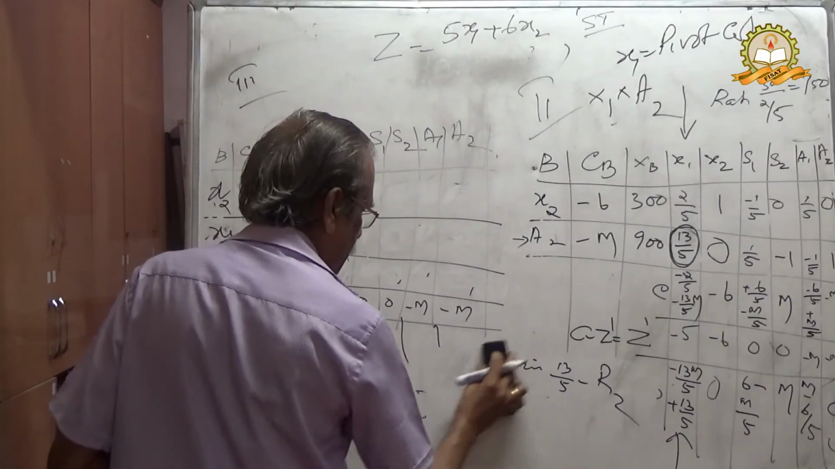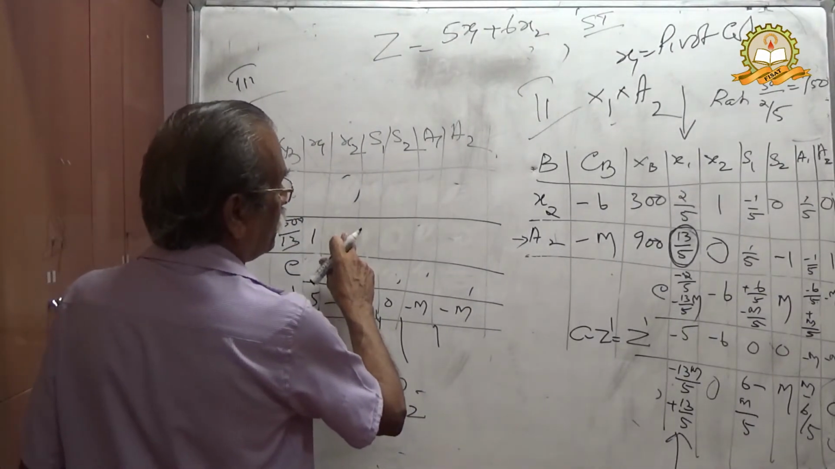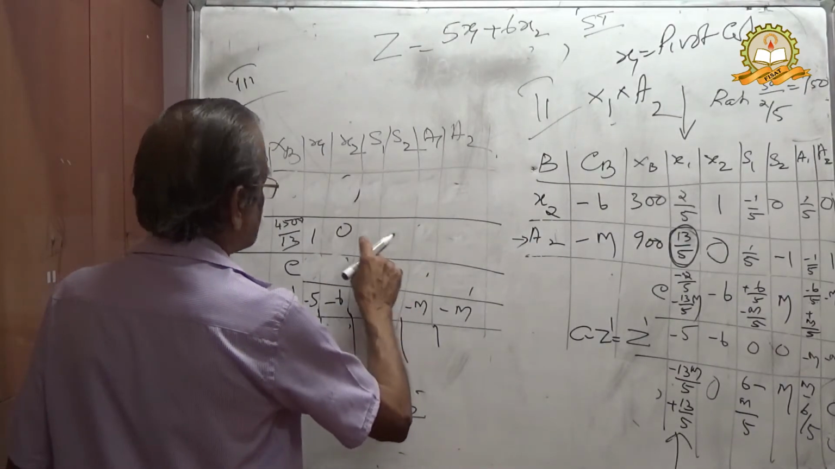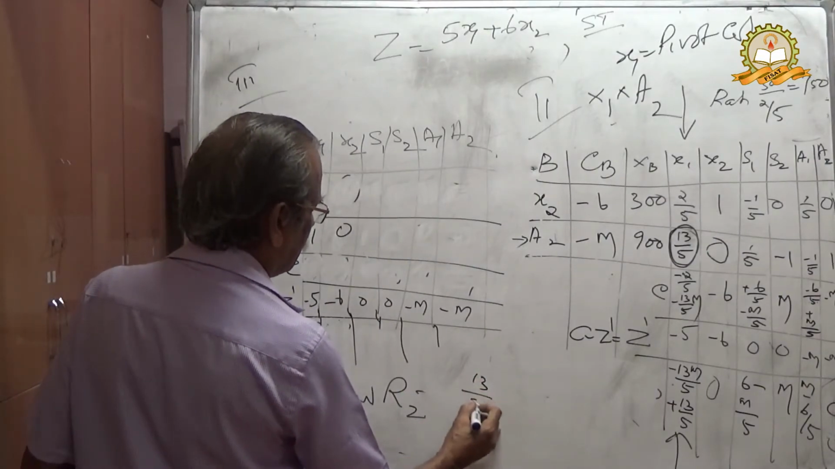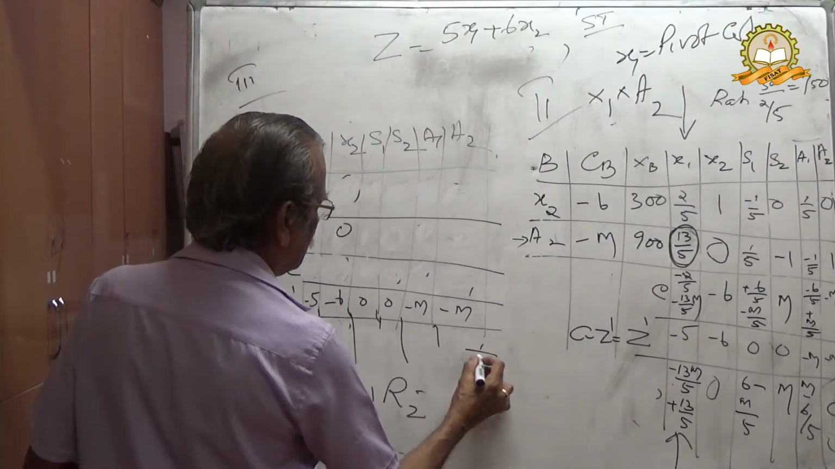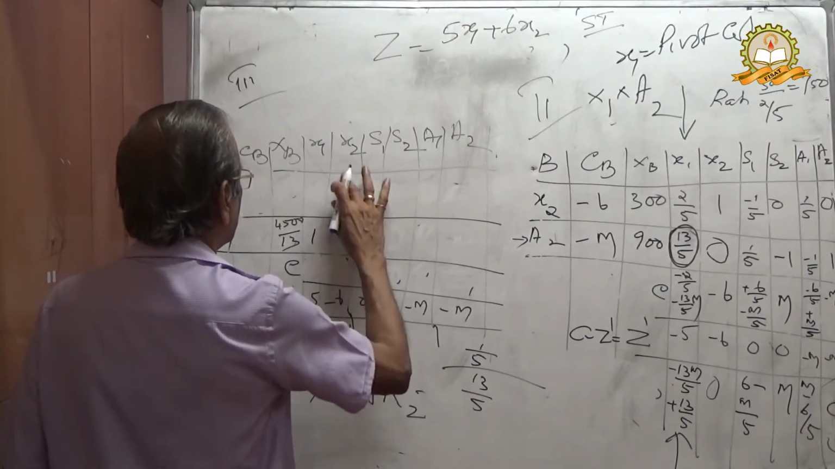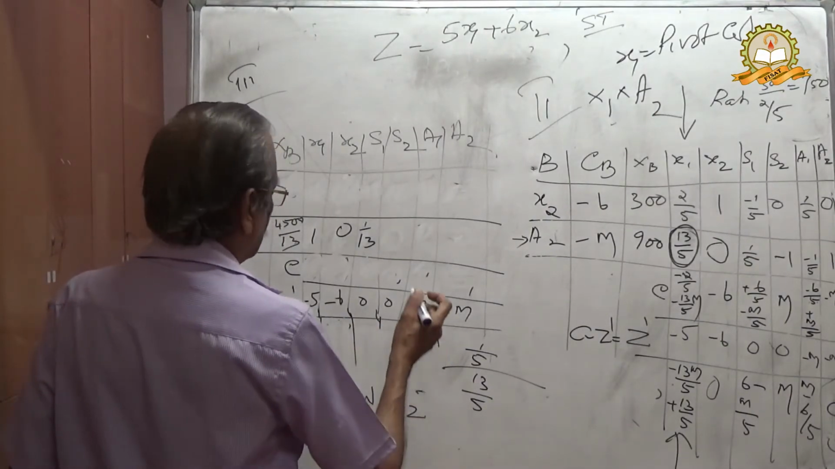Then 1. Here you have x2 0, therefore you have 0. Under S1 you are dividing by 13 by 5. 1 by 5 divided by 13 by 5 equal to 1 by 13. 1 by 13.